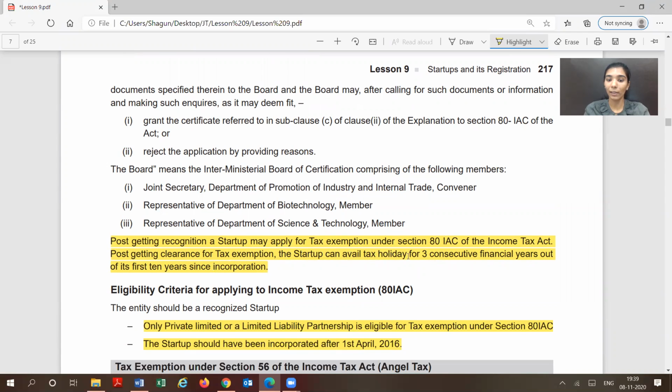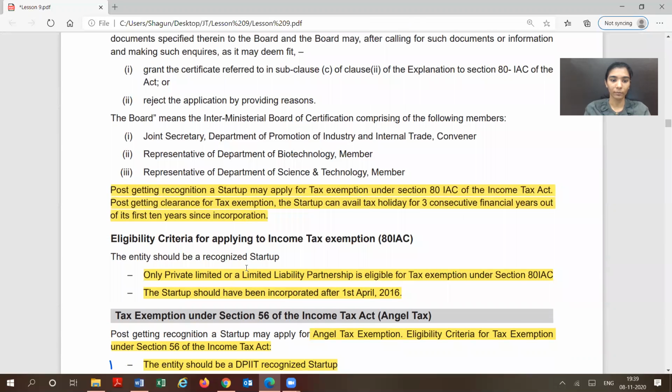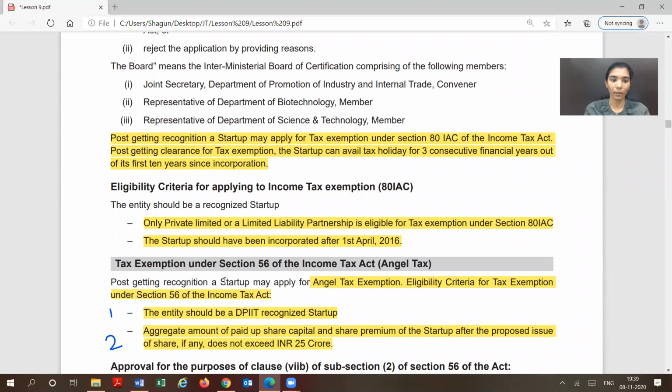That the startup can avail tax holiday, मतलब पूरा tax exemption for 3 consecutive financial years out of its first 10 years since incorporation. Again, points to remember, only private companies or LLPs are eligible for exemption under section 80 IAC as mentioned earlier, and the startup should be incorporated after 1st April 2016.